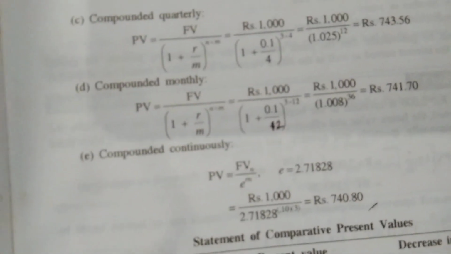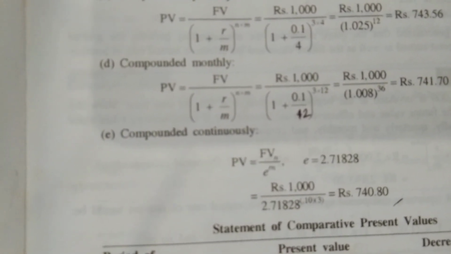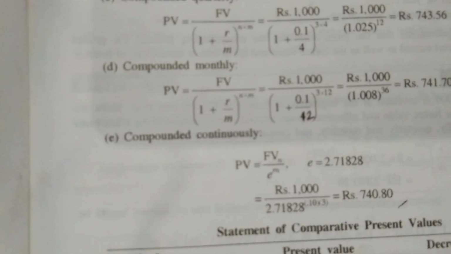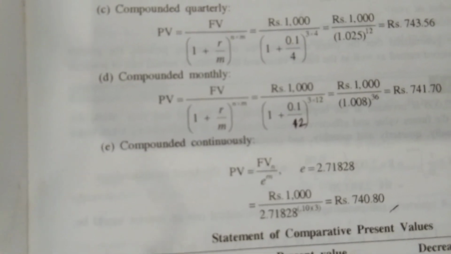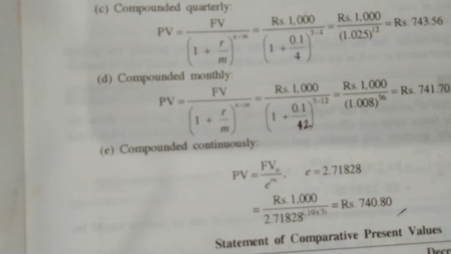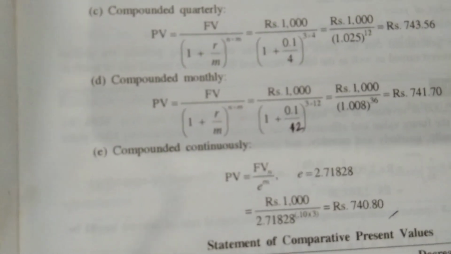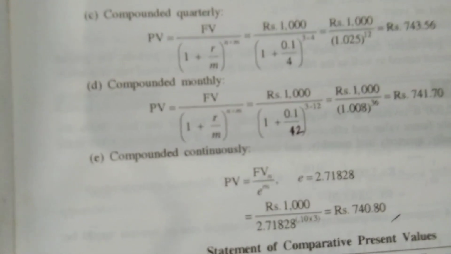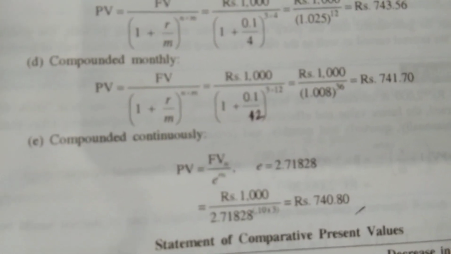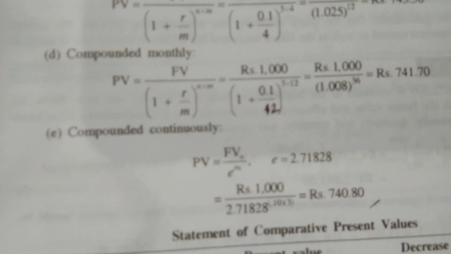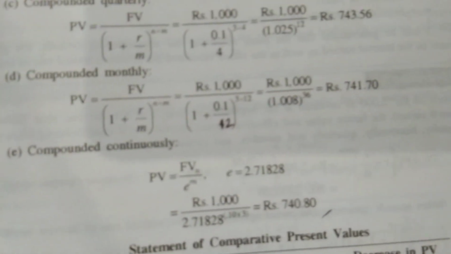compounded continuously. What is compounded continuously? The concept is that the interest we are earning is reinvested simultaneously or automatically in the process. That is actually known as compounded continuously. What is the formula? PV equal to FV into e to the power minus Rn. The value of e we know, 2.71828. And R is 0.10. What is our N? 3 years.